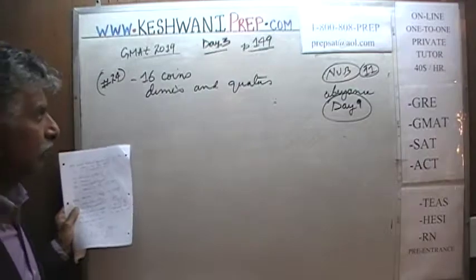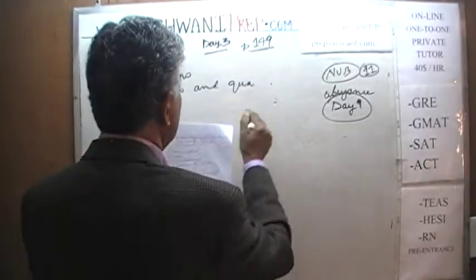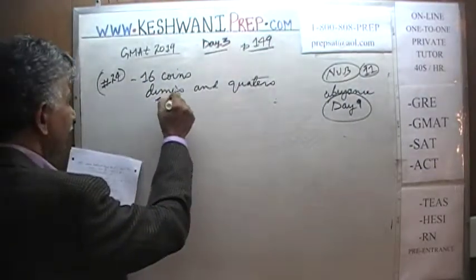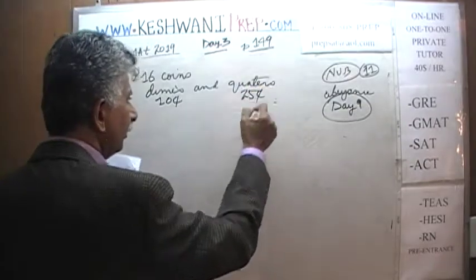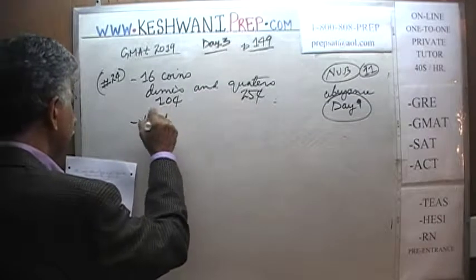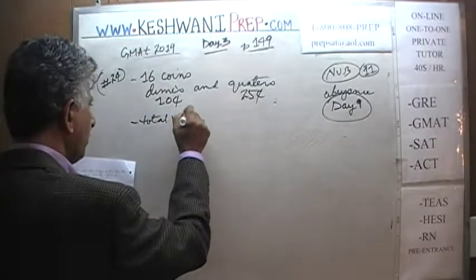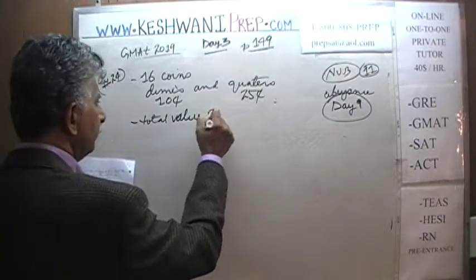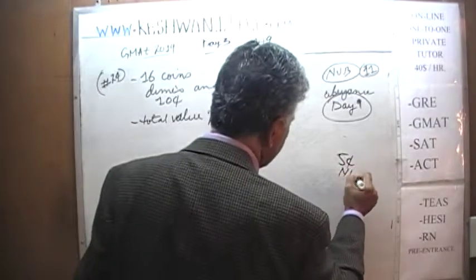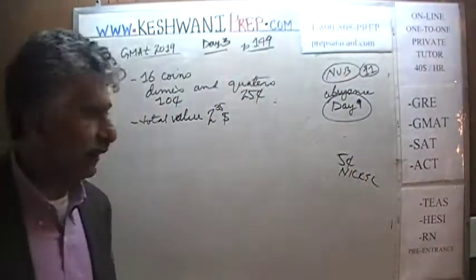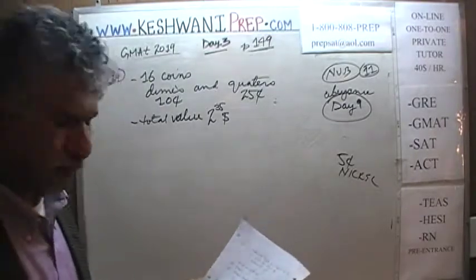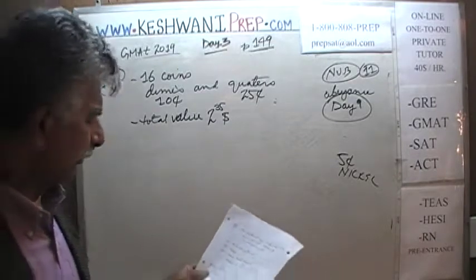Dimes and quarters. For those of you who might be watching outside the US, dime is what we call 10 cents, and quarters are 25 cents, quarter of a dollar. We are further told that the total value is $2.35. And if you're curious, 5 cents is what we call a nickel. Nickel, dime, and a quarter. Those are the only 3 coins we have, and the penny, of course.